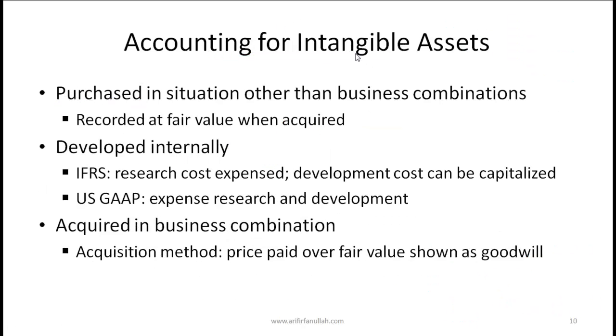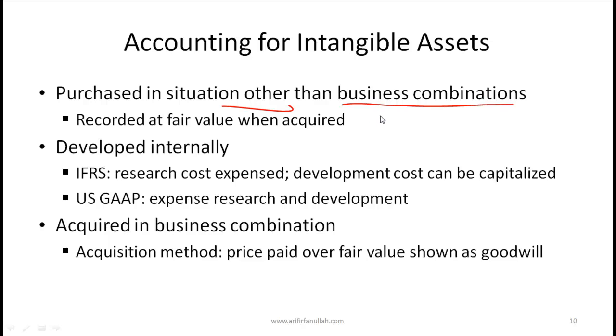Now, how do we account for intangible assets? This depends on how you got the assets. There are three ways in which you can get intangible assets. One is purchased in situations other than business combinations. Business combination means where you merge with another business or buy another business. So purchased in situations other than a business combination is just a slightly complicated way of saying that you bought an intangible asset.